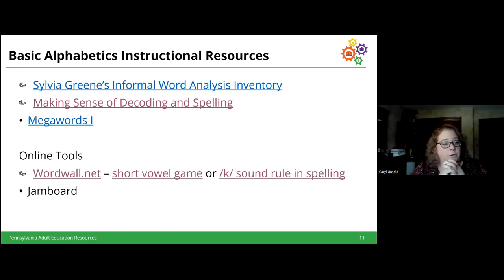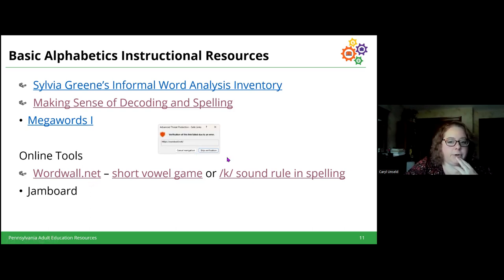I know I've worked with some volunteers, I didn't ask this, who maybe meet with their students online. So I wanted to show you a couple of tools to use online, but these are also things that can be incorporated into your classes. The first one is called wordwall.net, and I'm going to take you just to the website first to show you.